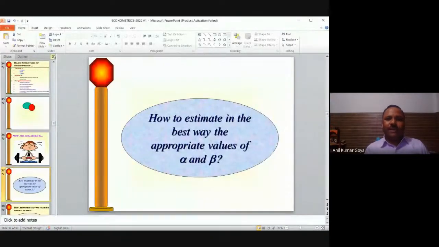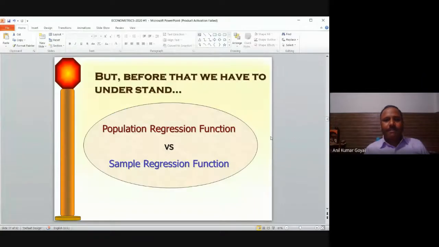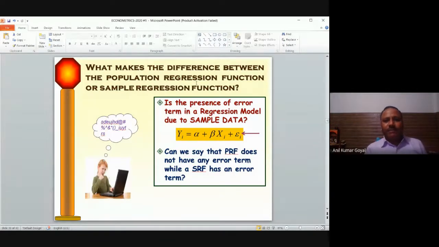So let's move ahead. Now the challenge is how to estimate the appropriate values of alpha and beta. Before that, we have to understand the population regression function and sample regression function, though we have discussed them. What makes the difference between them is the presence of an error term in a regression model due to sample data. Why do we put this error term in our equation? Because we are taking a sample, we are not taking the population data. So the population regression function does not have any error term, while the sample regression function has an error term. So deterministic model means population regression function, while stochastic model means we are working on sample data.